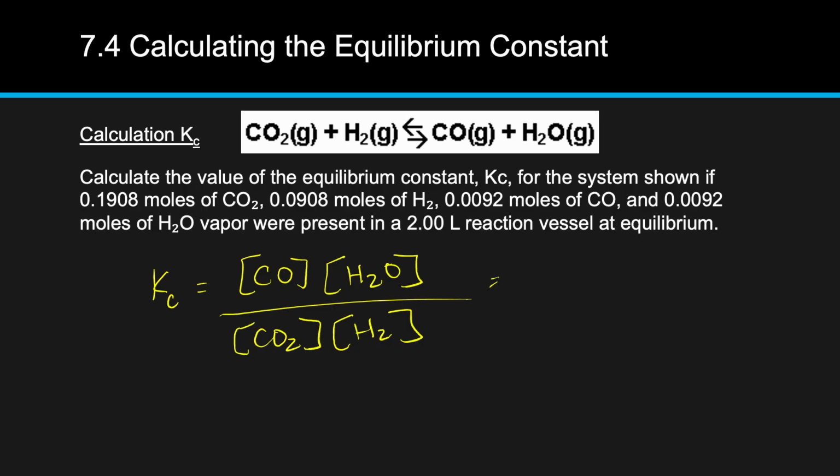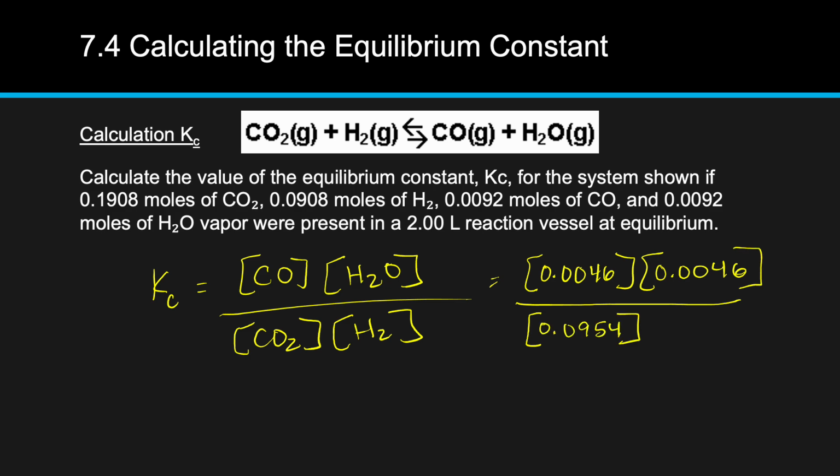So for our products, they both have the same number of moles. If I take 0.0092 and divide it by 2, I get 0.0046. And then on the bottom, I have CO2, which is going to be 0.1908 divided by 2. And that gives us 0.0954. And then looking at H2, I have 0.0908 moles divided by 2, which gives me 0.0454 for my concentration. And now I can solve for Kc.